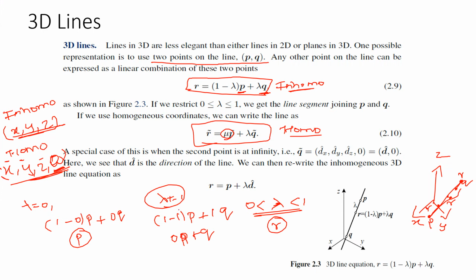So a special case of this is when the second point, q bar, is at infinity. Like if the first point is p and the second point is q, and the second point is at infinity, then we can write dx comma dy comma dz comma 0. D comma 0 is nothing but the direction of the line. We can rewrite the inhomogeneous using r equal to p plus lambda into d bar. Okay.